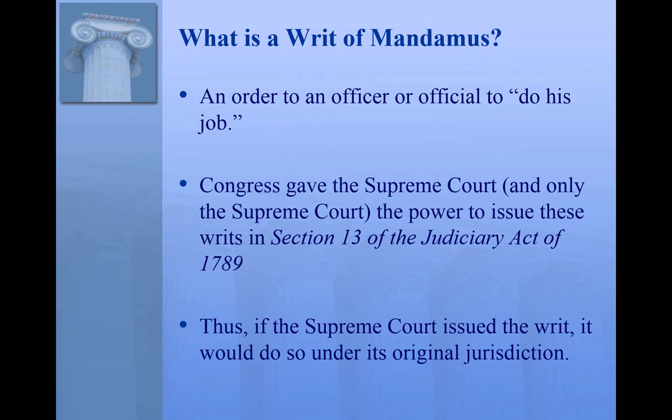Well, that's a problem, because if the Supreme Court issues the writ, it would do so under its original jurisdiction. And as we know, the court's original jurisdiction is set in stone. And we've looked at the language in Article 3 of the Constitution, and we didn't see anywhere where it said writ of mandamus in there issued to an American official. This is a problem. All right, so we will go on to our next section, Marbury v. Madison, Part 2.